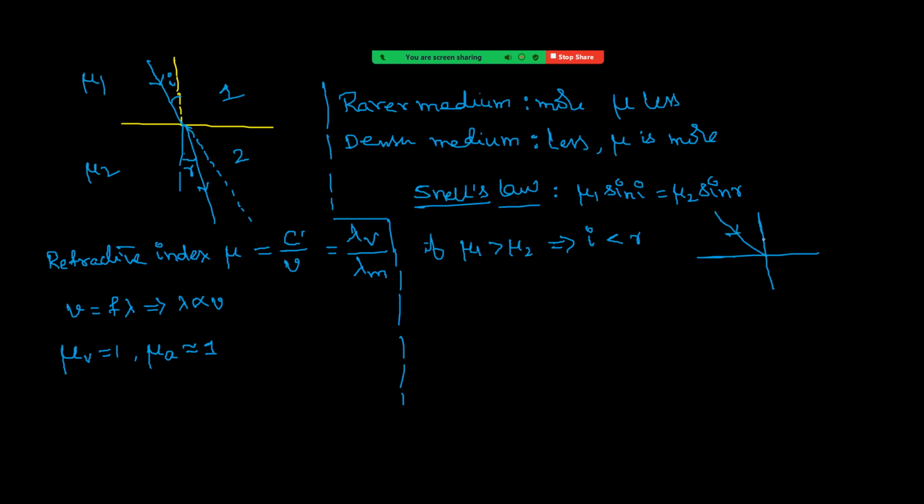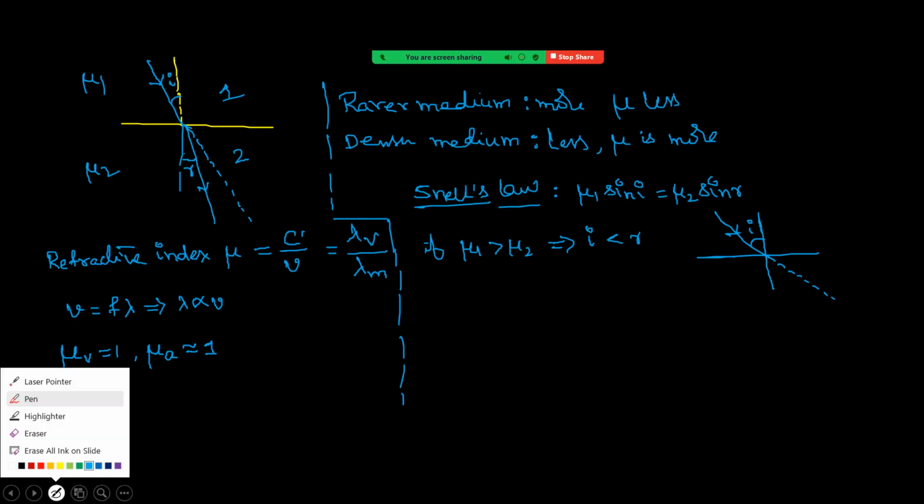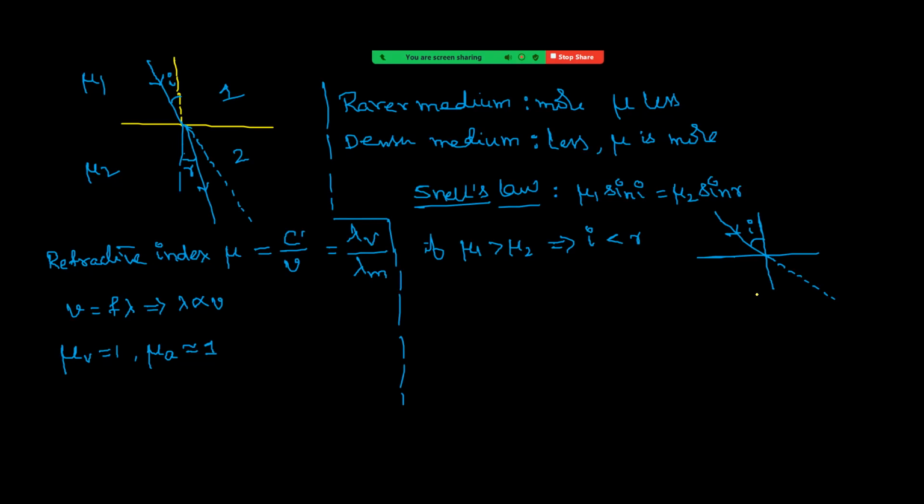This is now the incident ray. If there is no change in medium, it is supposed to travel in the same direction. But because of refraction, it is now bending, given the condition that mu1 is greater than mu2. So, denser to rarer medium, then it bends away from normal like this. You can see now this angle is R, which is greater than I.